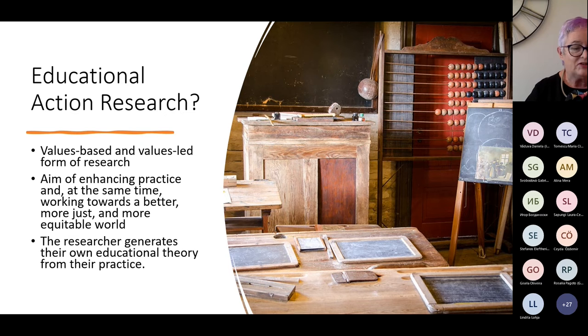So I'm going to talk about educational action research. It's a values-based form of research that can be undertaken in your practice with the aim of enhancing it, improving it, and at the same time working towards a better, more just and more equitable world as we try to make a difference. So as teachers and researchers, we hope to act educationally in the sense of acting for the good of each person and for the good of humankind. That's what Stephen Kemmis says. While undertaking educational action research, the researcher generates their own educational theory from their practice.